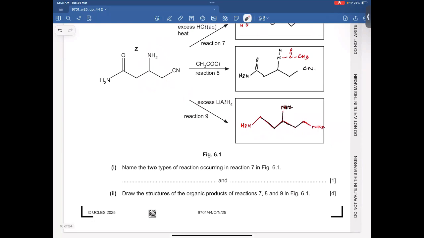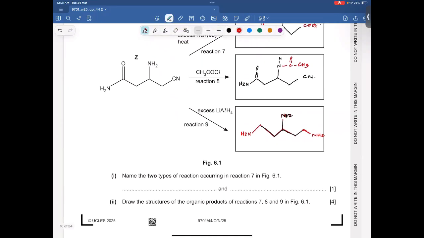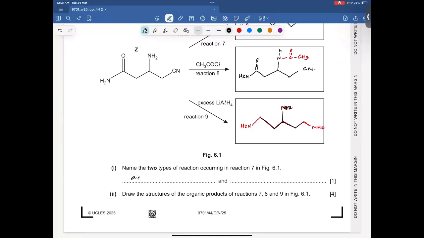Name the two types of reaction occurring. In reaction 7, this is called acid hydrolysis. And when it accepts a proton, it becomes an acid-base reaction. Acid hydrolysis, because cyanide is converting into carboxylic acid. An acid-base reaction, because amine, that is NH2, will accept a proton.